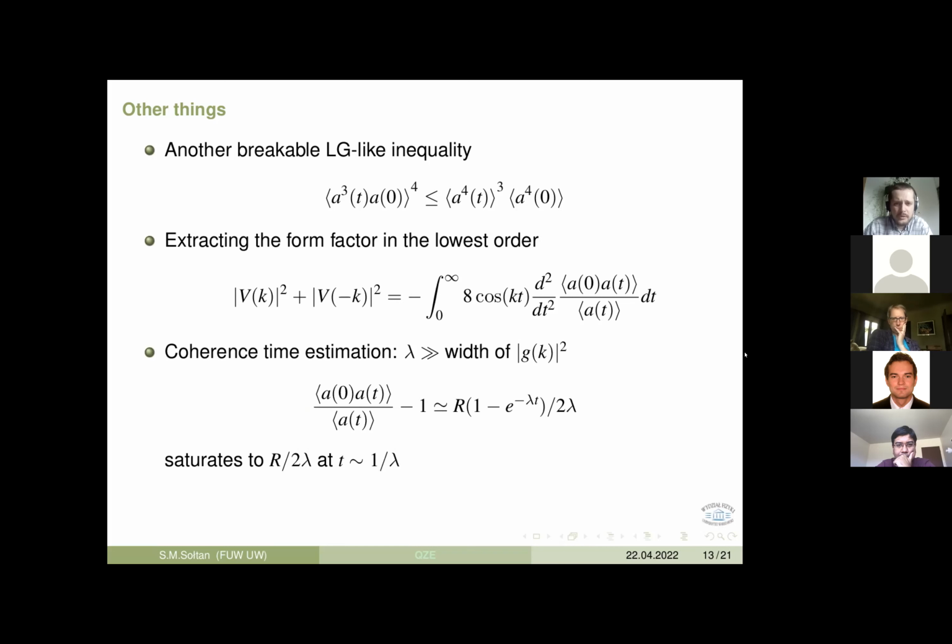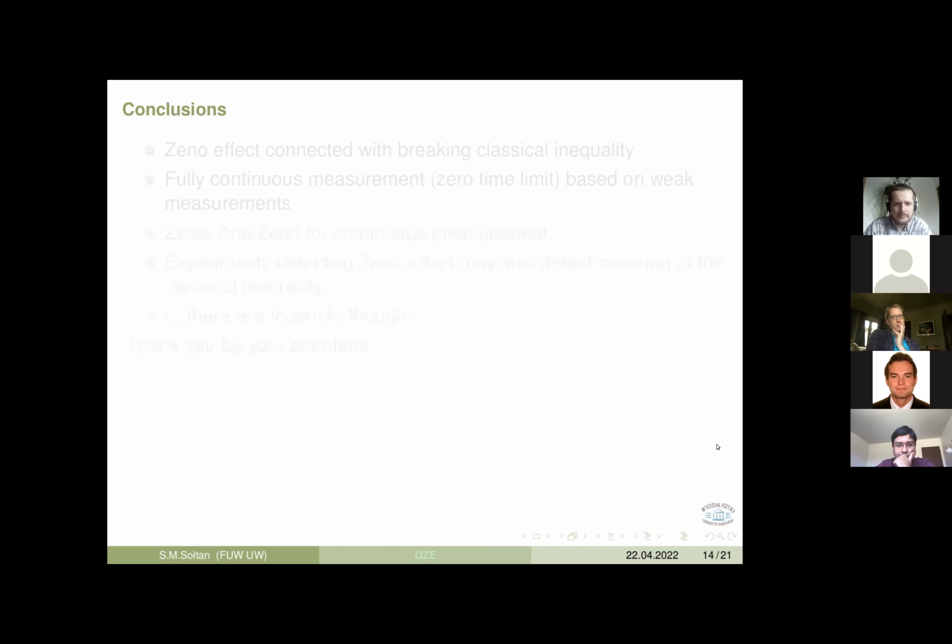And one, of course, could try to estimate some coherence time. Oh, this should be V instead of G. Sorry for this typo. And that is all, I think.